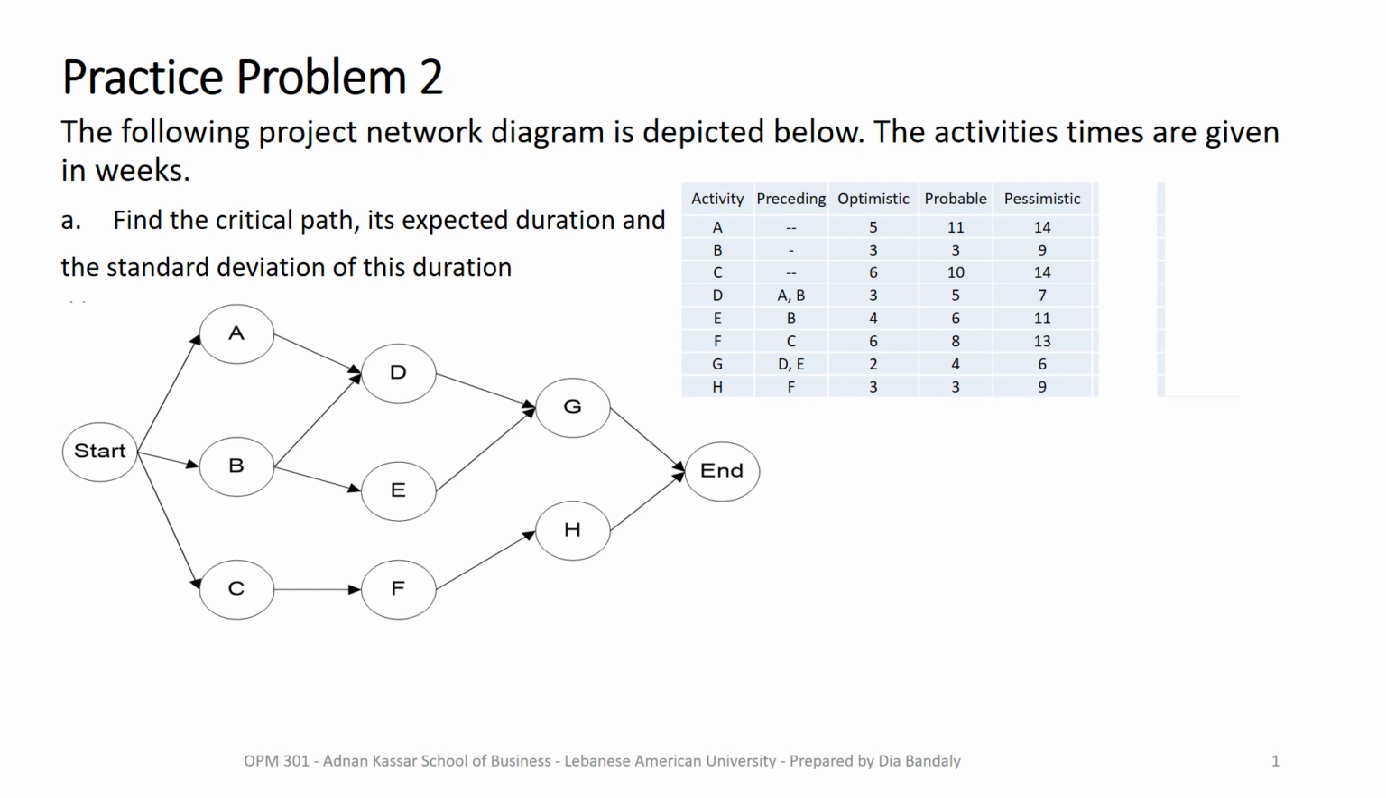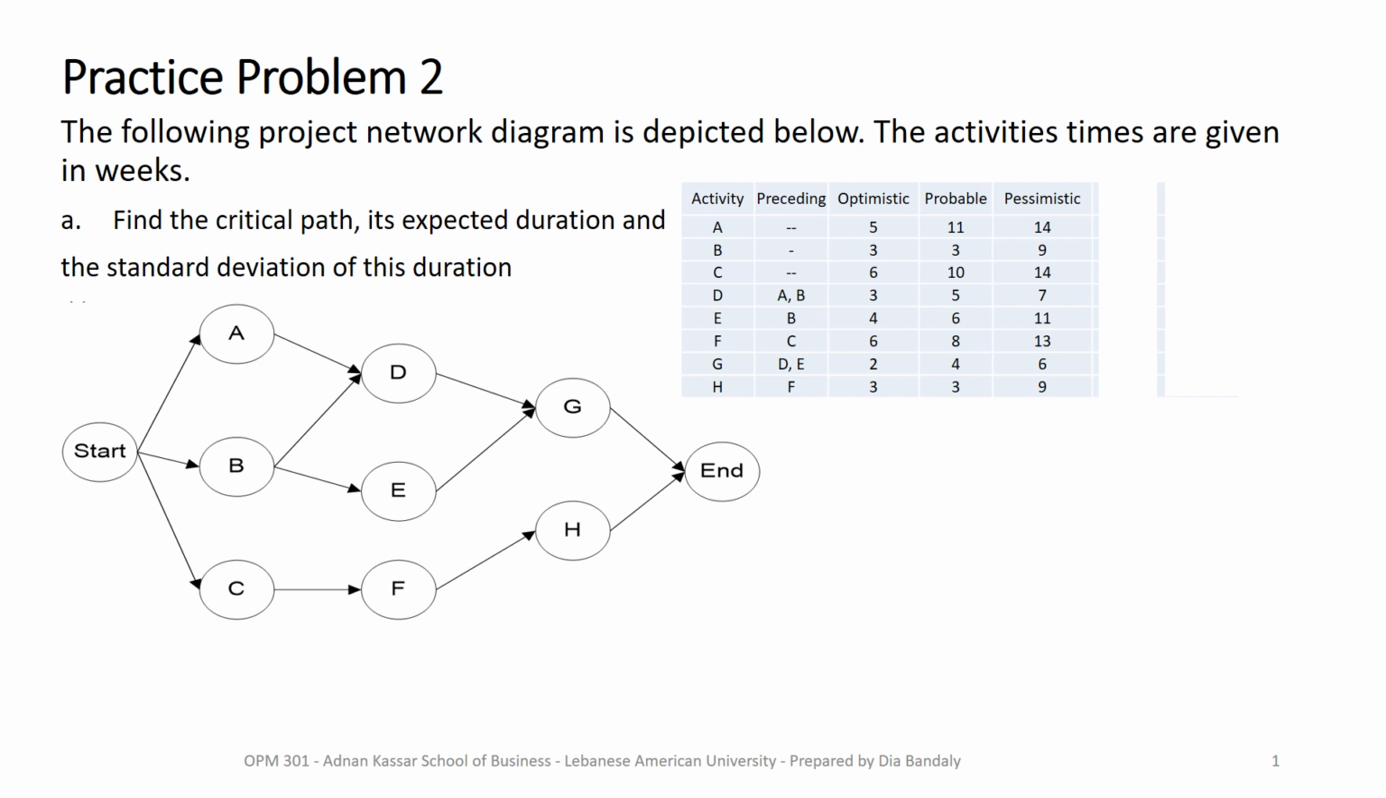Okay, problem two is different from problem one in terms of the nature of the durations of the activities. While in problem one, the durations were certain, deterministic, here they are probabilistic. But luckily, they are not unknown, right? Probabilistic does not mean unknown.